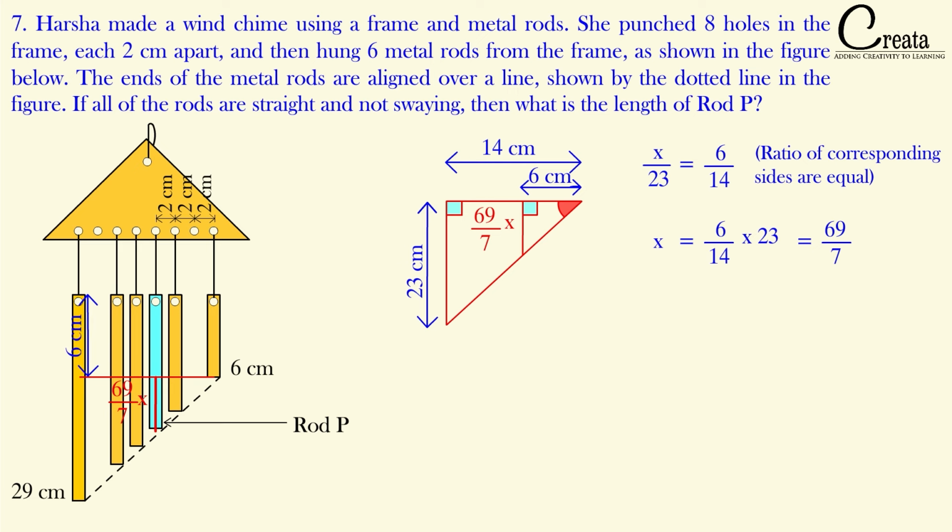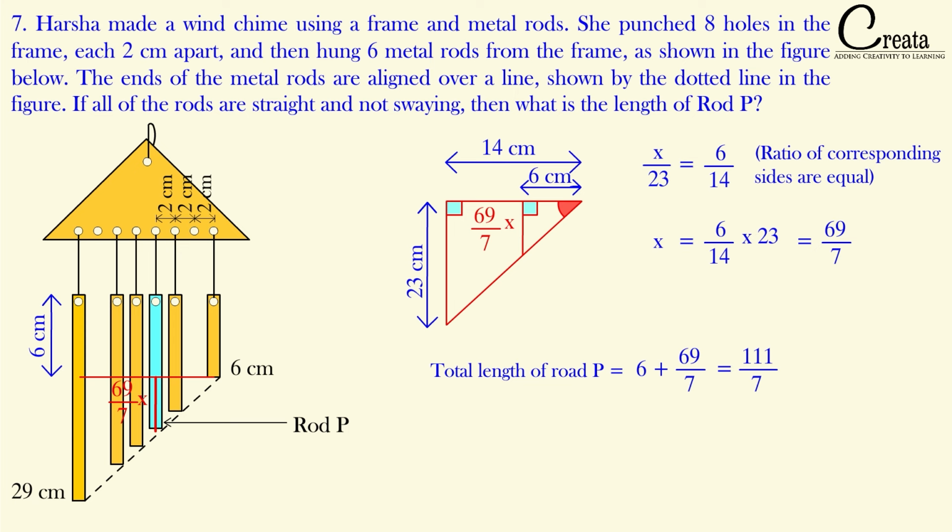This portion is 6 centimeter. This portion we have calculated as 69 upon 7. So the total length of the rod will be equal to 6 plus 69 upon 7, which is 111 upon 7. That is the answer, which is option D. 111 upon 7 centimeter is the length of the rod.